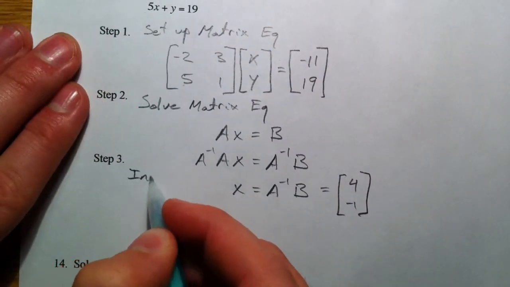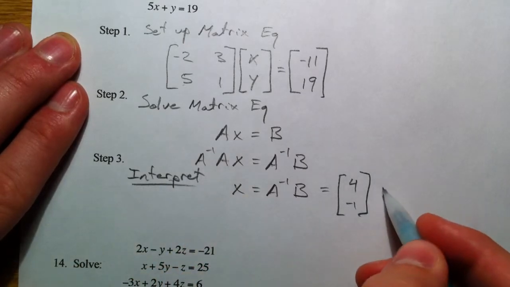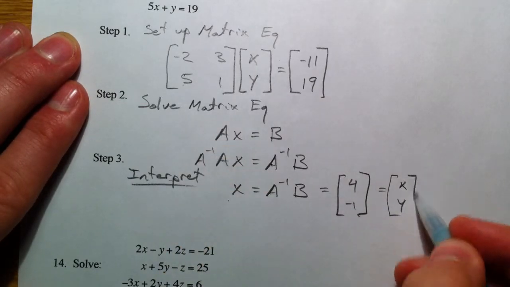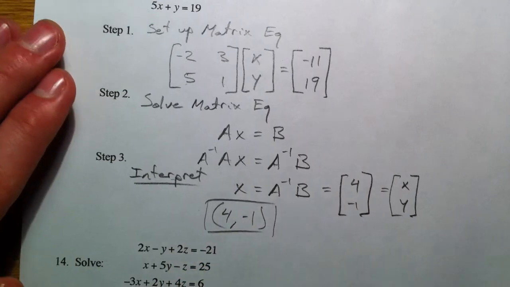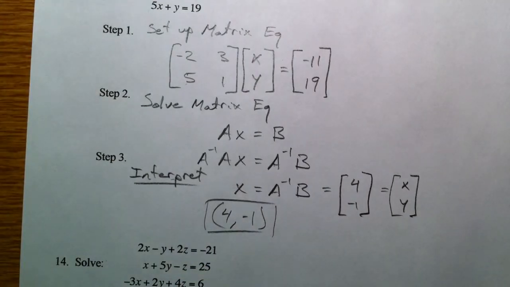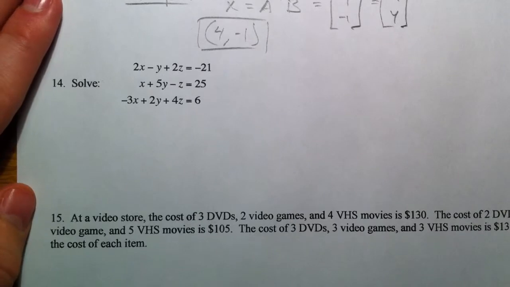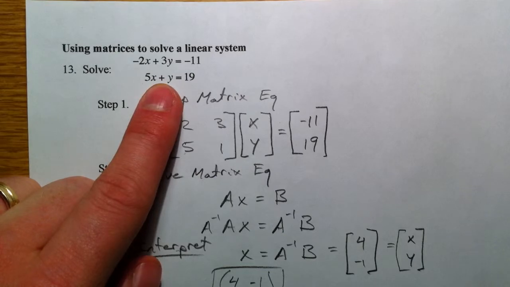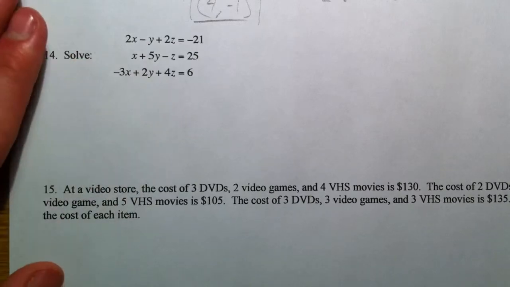And so step 3 is interpret your answer. That means that this was equal to X, which was this matrix, x y. So our solution is 4, -1, the same as had we used substitution or elimination. Notice this would have been so much faster just to solve with substitution perhaps or elimination, but matrices will definitely be a time saver on bigger systems.